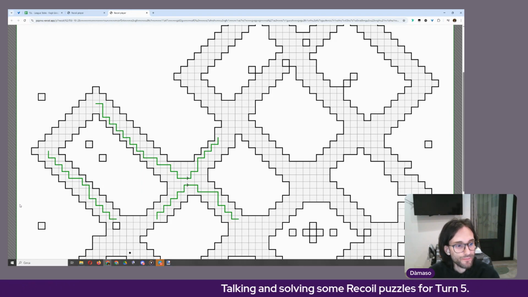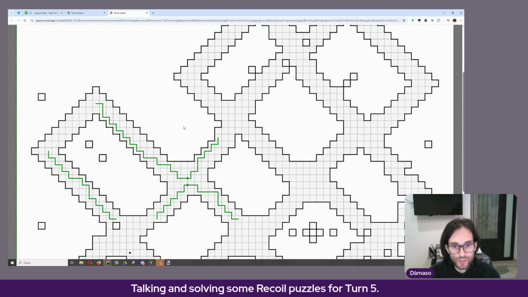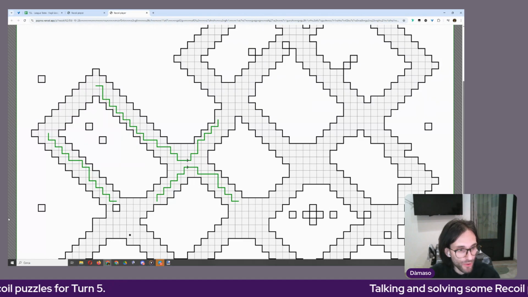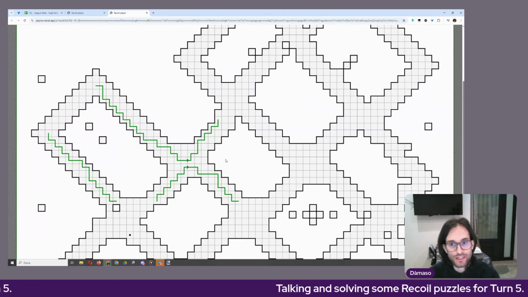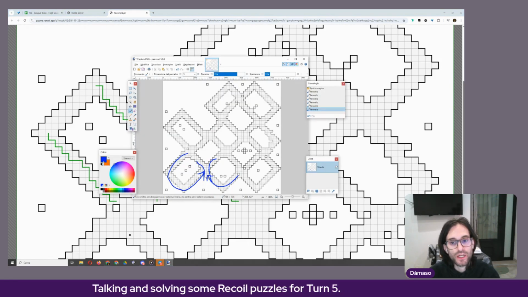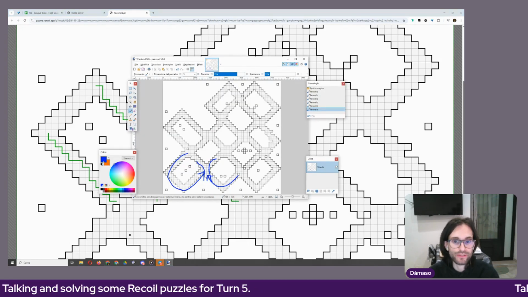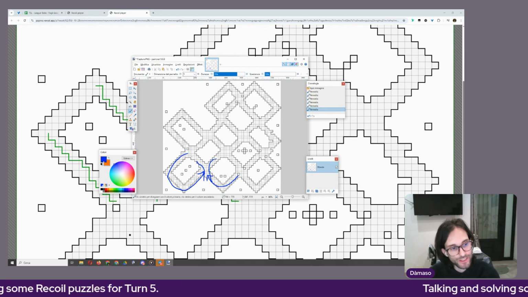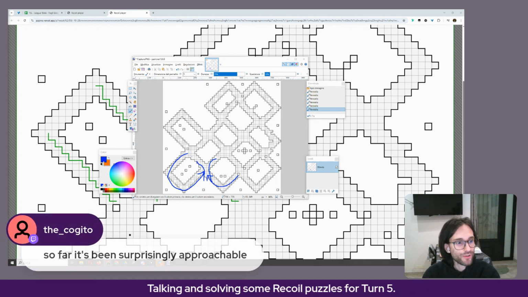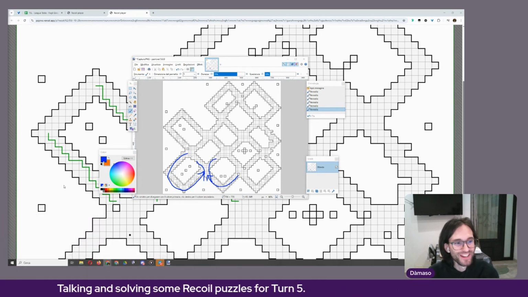Yeah, absolutely. I think personally that it's both, because why I'm saying it's a graph theory problem, because of the fact that it's for graph theory that you must like connect this one to the left and this one to the right. But the problem itself about the recoil is, yeah. So far it's been surprisingly approachable. Yeah.